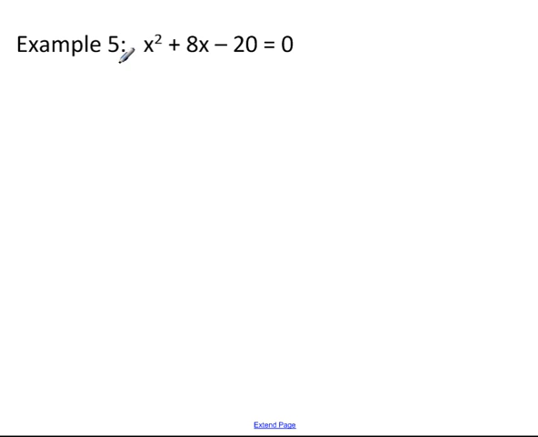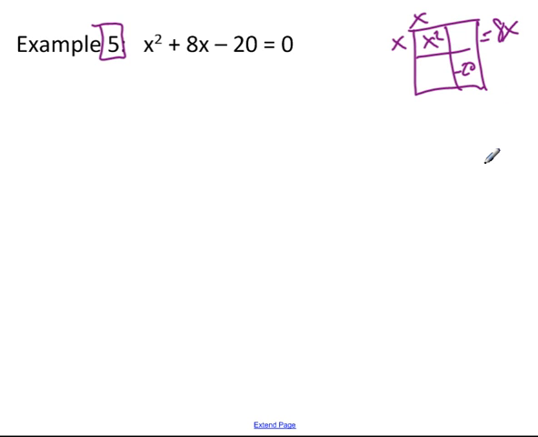Example number 5, let's take a look at that. Not already factored for us, so we're going to have to take a look at what do we do here. Well, if you want to throw some box method over here on the side, I'm looking for an x squared. I got a minus 20, x and x. What's multiplying to 20, but subtracting to my 8x across the middle? I don't know, man. This is a mess. How about maybe a positive 10 and a minus 2?